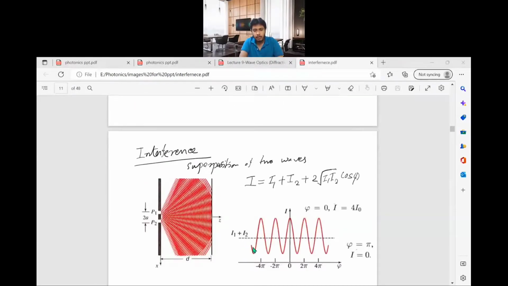You will get a waveform like this. At 0, 2 pi and 4 pi, you will get the maximum intensity, and for odd multiples of pi, you will get the minimum intensity. That is the destructive interference, and this is for the constructive interference.